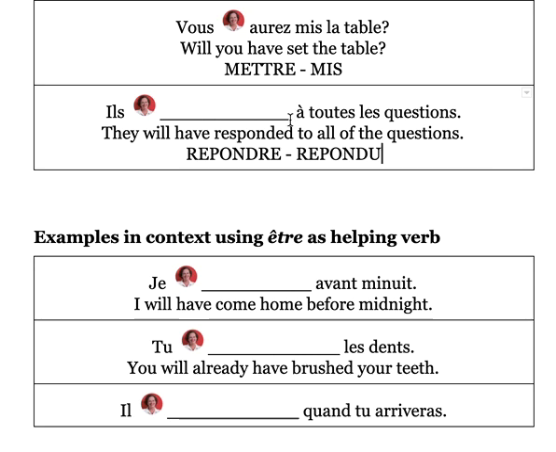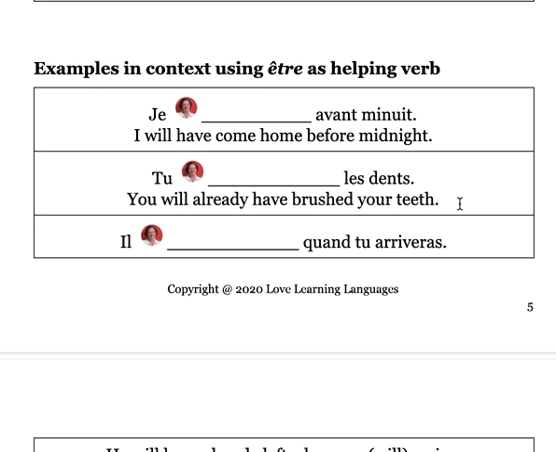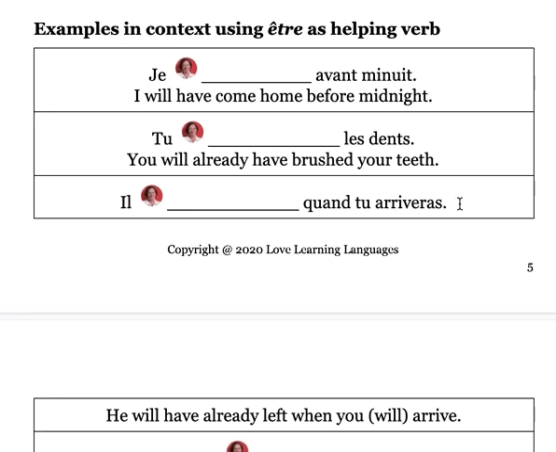D'accord? Donc, ils auront répondu à toutes les questions. Again, don't forget your a. Super important. D'accord? Okay, so there you saw those verbs that use avoir as helping verb in context. Now let's get some with être.